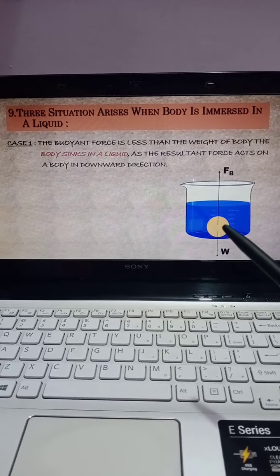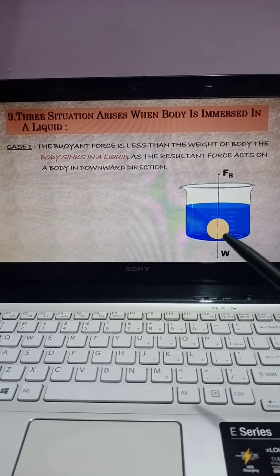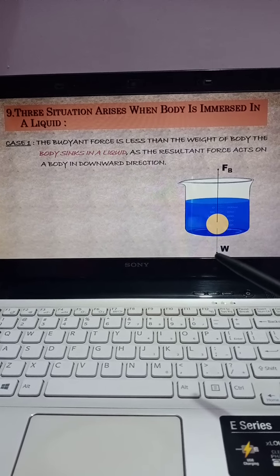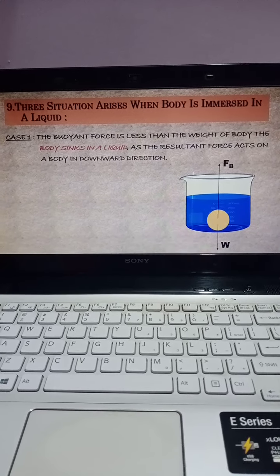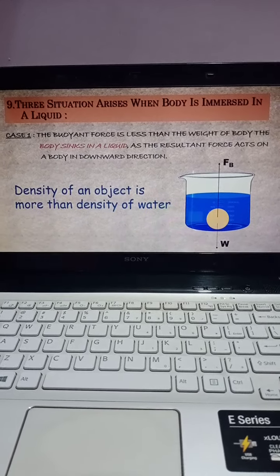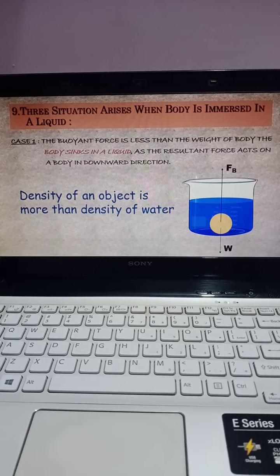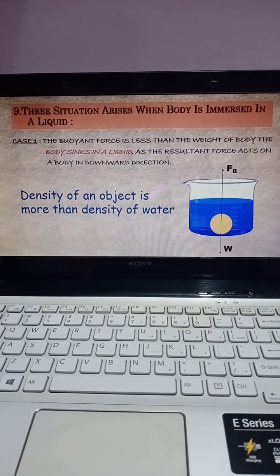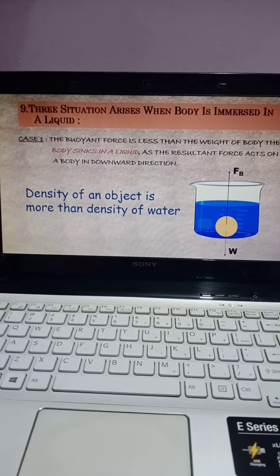So why does it sink in a liquid? Because in this case the weight of the body is more than the upthrust acting on this object. Or we can also say that when the density of the object is more than the density of the water, then it is going to sink.